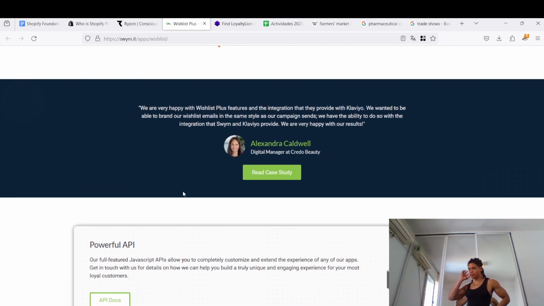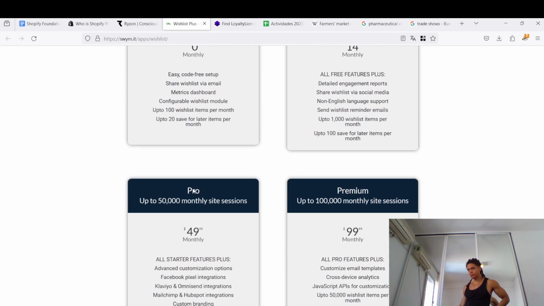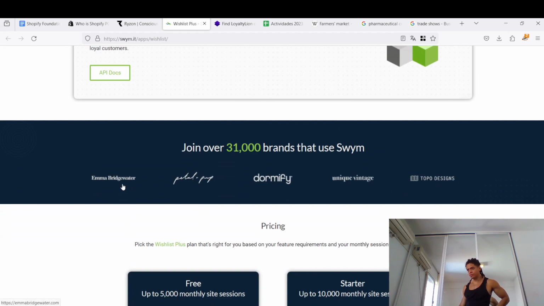Customers are Credo Beauty, Unique Vintage, and Topo Designs.